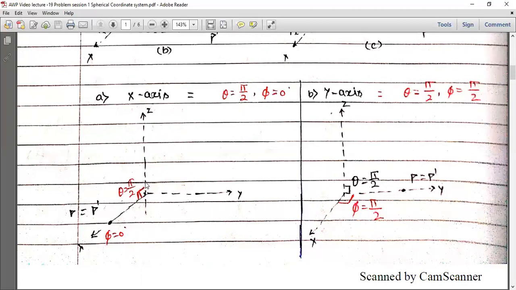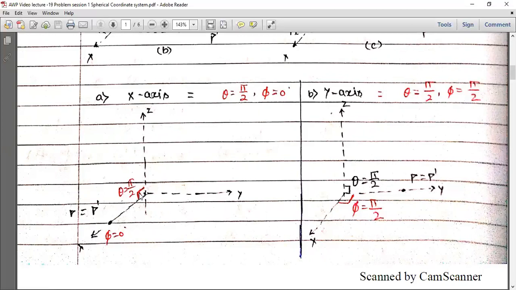You can verify, or you can think of that for every point lying on the x-axis, the angle between OP and the z-axis is always 90 degrees, because for every point lying on the x-axis, OP is the same as the x-axis, and the angle between the x-axis and the z-axis is 90. That's why the second coordinate theta is fixed. And our objective is to find such conclusions, such assertions.